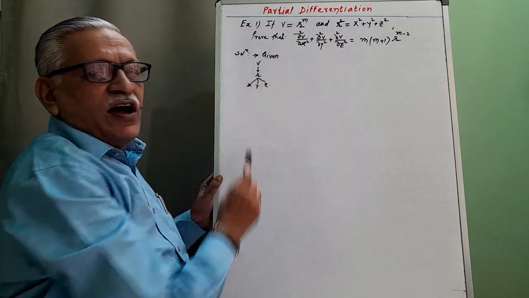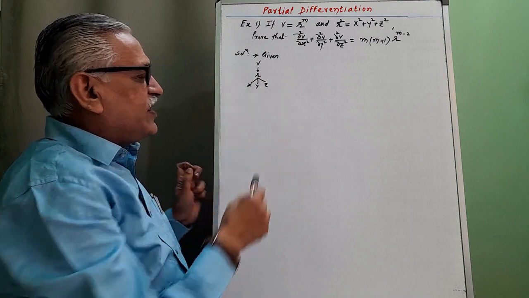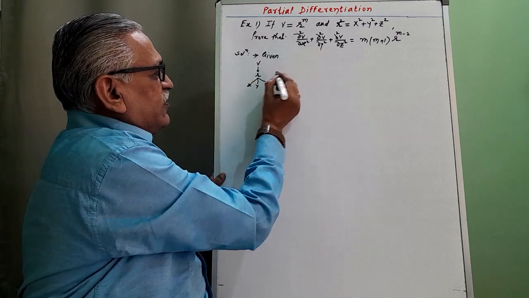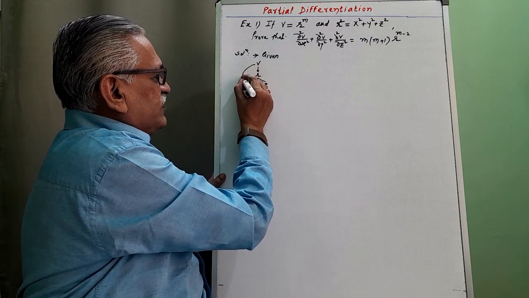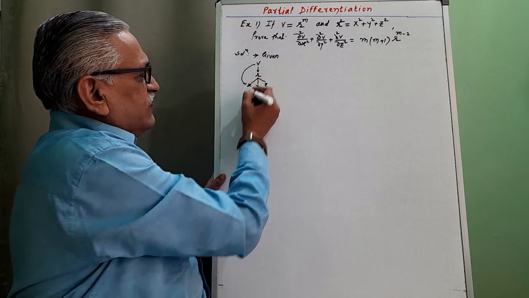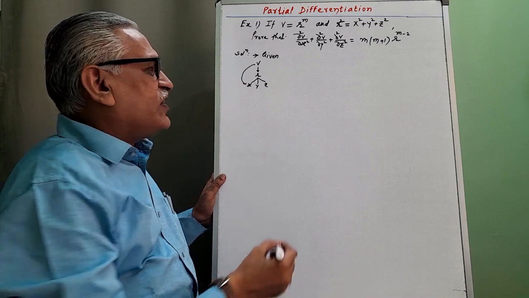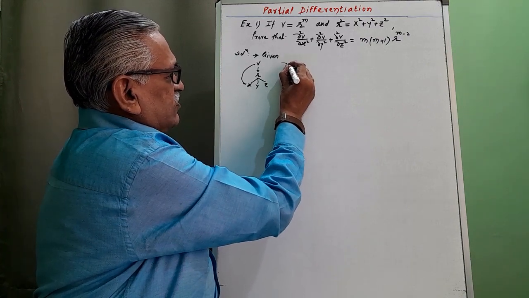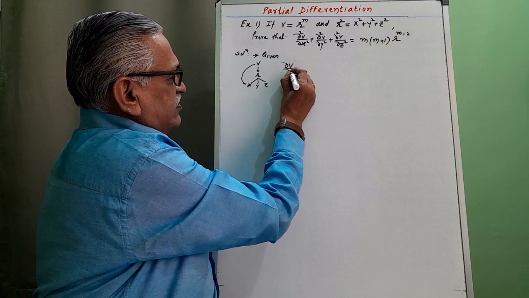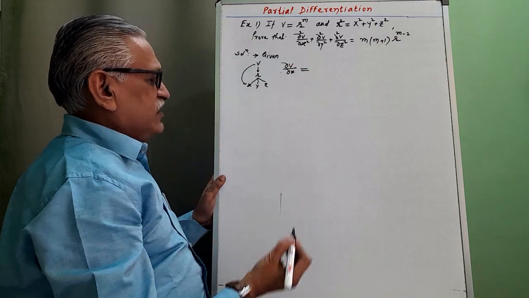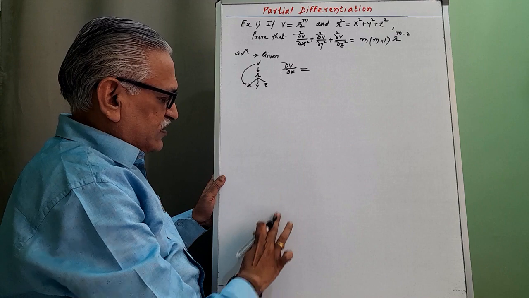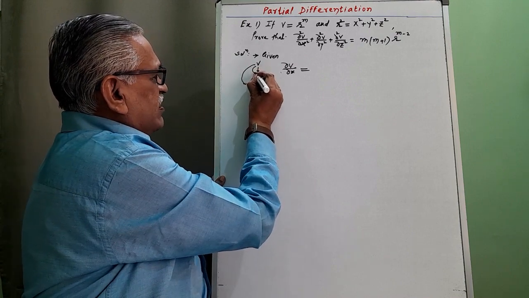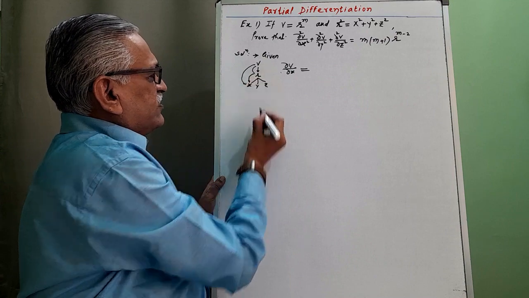V is a function of r and r is a function of x, y, z, and therefore to determine the second order derivative we have to differentiate this v with respect to x. V is a function of two independent variables and therefore the derivative is partial derivative. Dou v by dou x is equal to differentiating it first with respect to r and then r with respect to x.